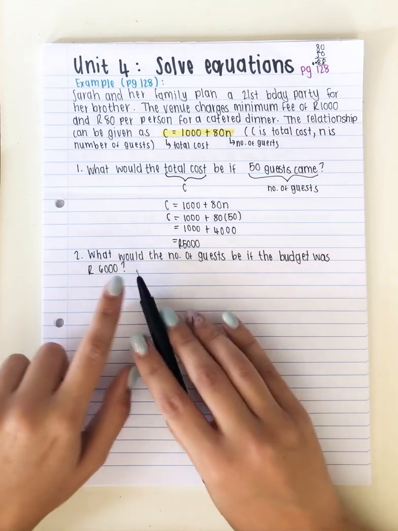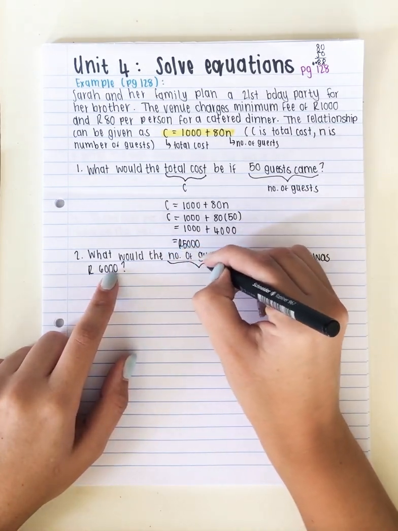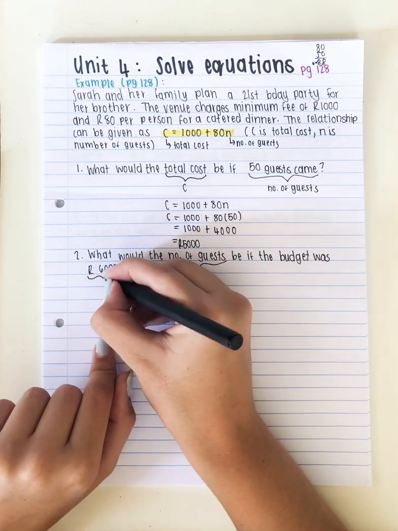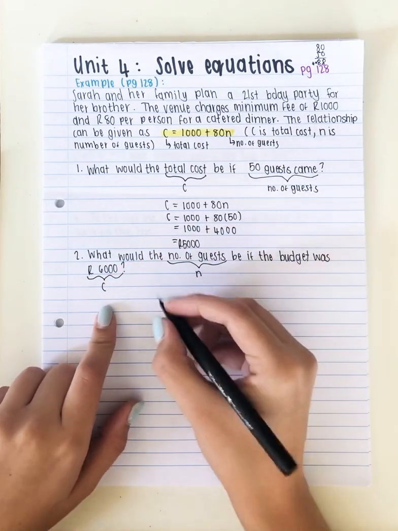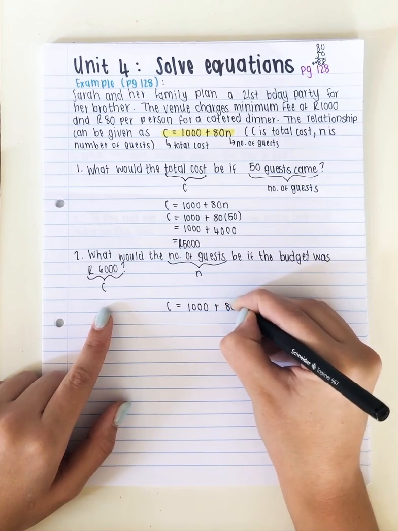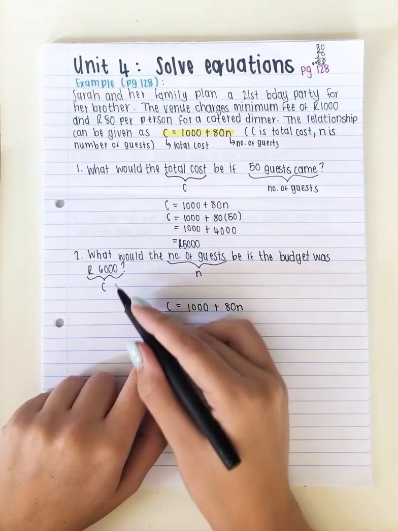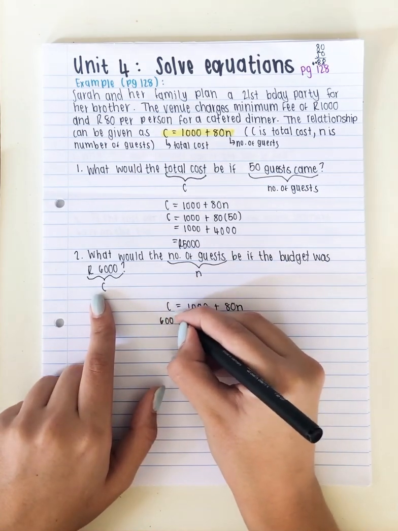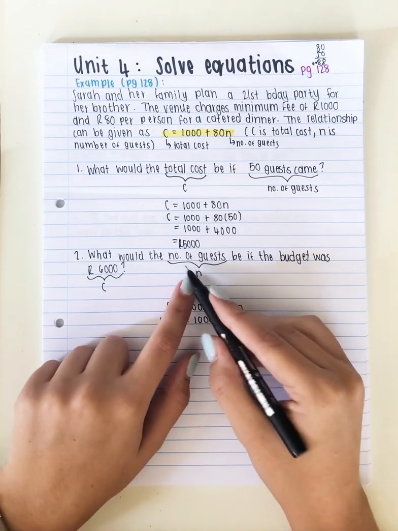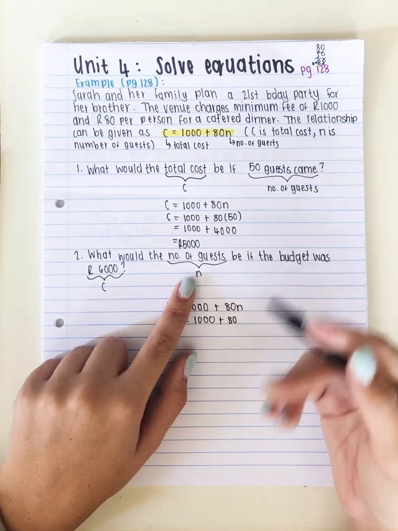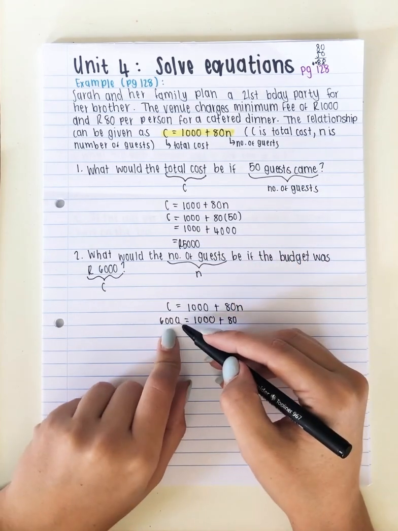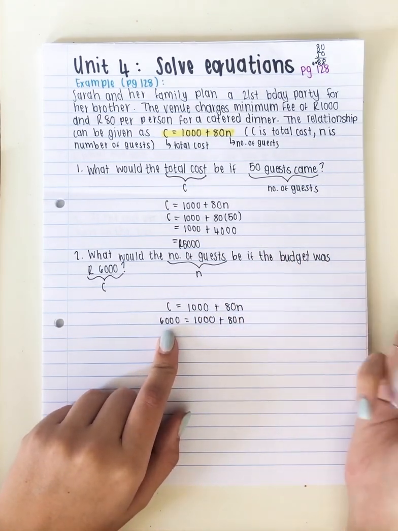Now it says, what would the number of guests be, so the number of guests, that's our N, if the budget was 6,000, so that's our total cost. I write down my formula, and I see what I have and what I don't have. Do I have my C value? Yes, I do. That's 6,000. It's equal to 1,000 plus 80N. Do I have N? No. They want to know that: how many guests will I be able to have if I only have 6,000 Rand? So I want the total cost to be 6,000 Rand and nothing more. So N is what I'm looking for.